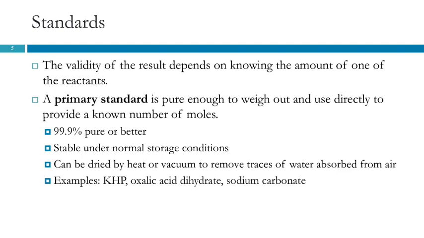So how well we can report our result of the analyte concentration is going to depend on knowing the amount of one of the reactants. We need to know the concentration and the volume of our titrant. So we need to make use of a primary standard. A primary standard is pure enough that we can just weigh it out and use it directly. You can find the mass, you put it in a known volume, and you know what the number of moles are. Primary standards are very pure, generally better than 99.9% pure.